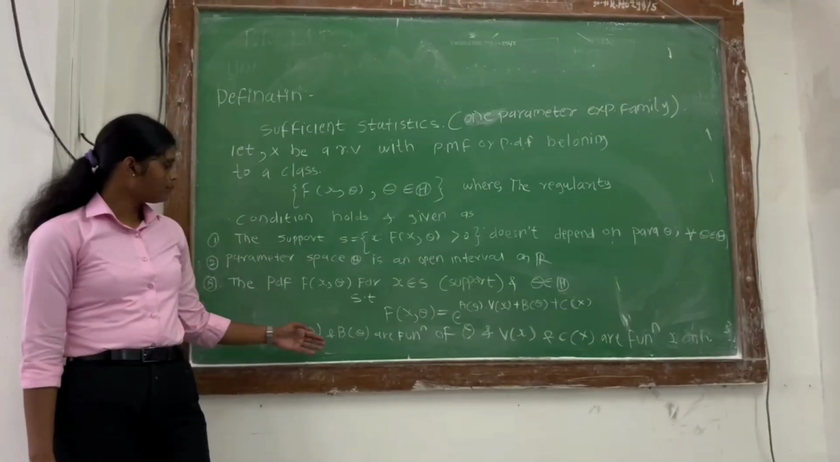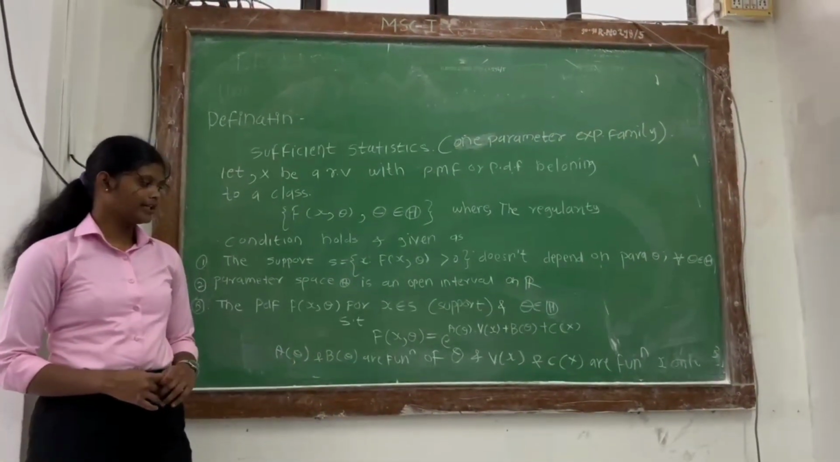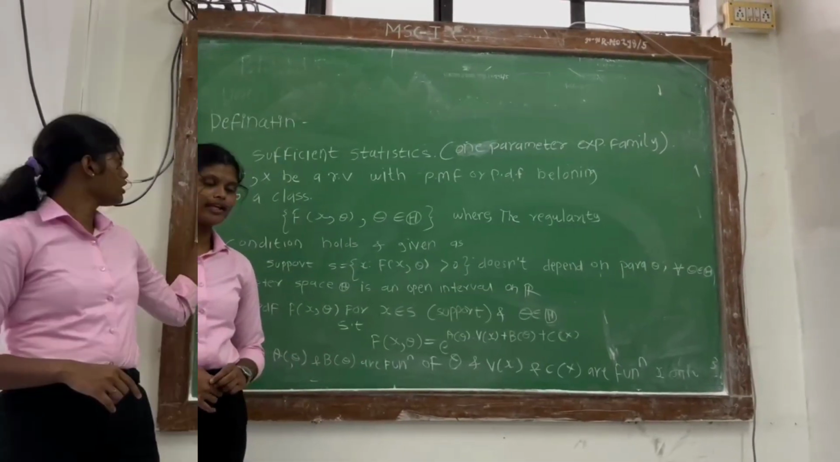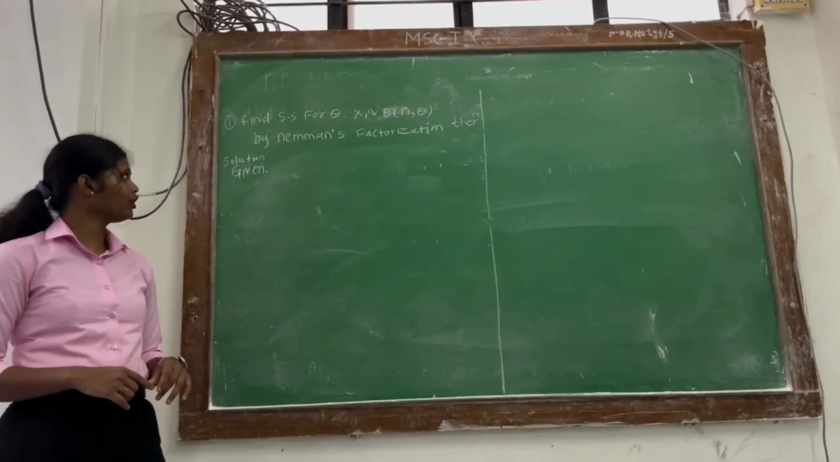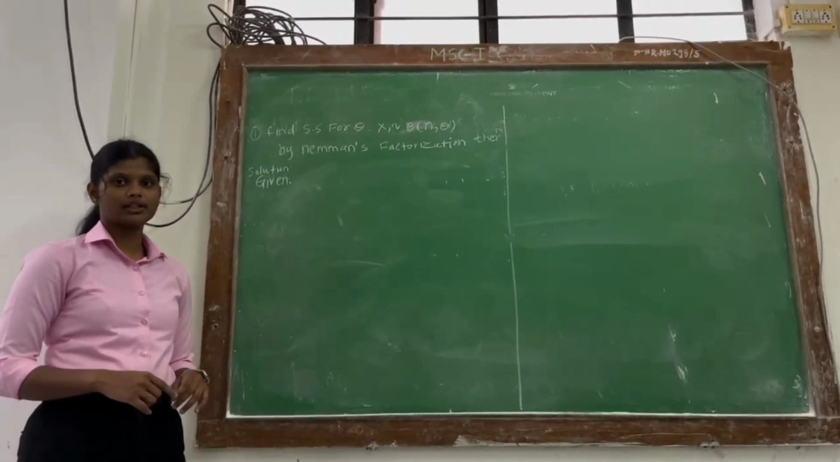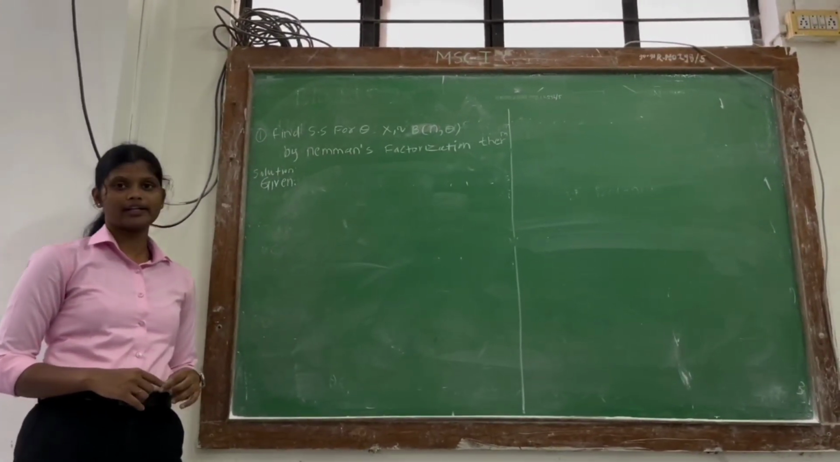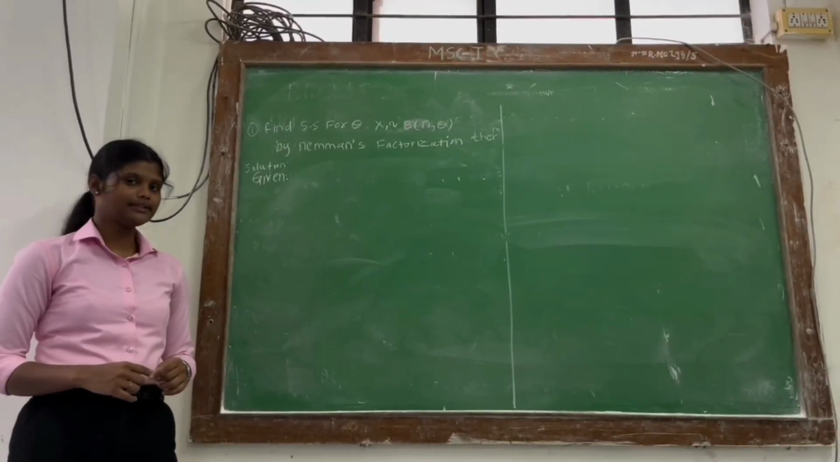a of theta and b of theta are functions of theta, and b of x and c of x are functions of x. Here we have an example where xi follows binomial n comma theta. Here we have to find sufficient statistics for theta by the Neyman factorization theorem. We will go step by step.